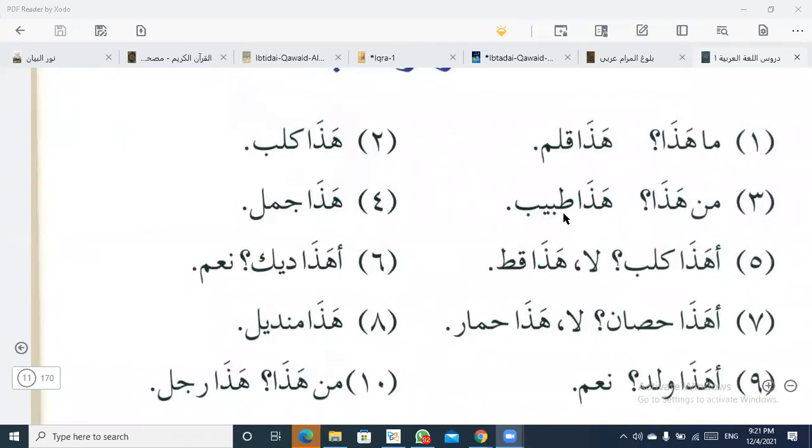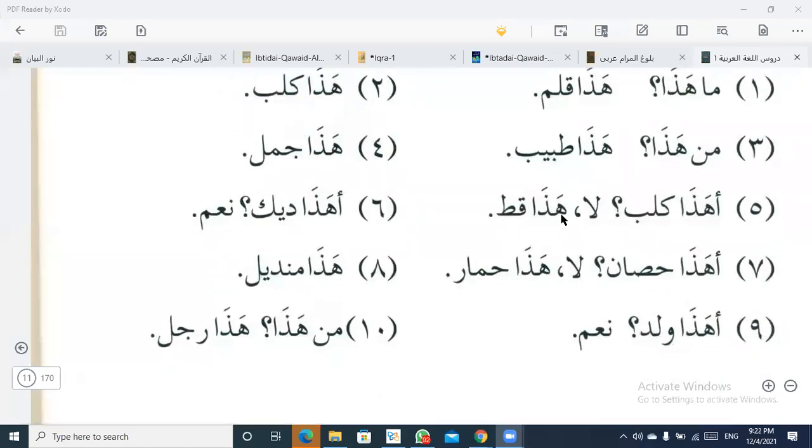أهذا كلب؟ لا، هذا قط. Is this a dog? No, this is a cat. أهذا ديك؟ نعم. Is this a rooster? Yes. أهذا حصان؟ لا. هذا حمار. Is this a horse? No, this is a donkey. هذا منديل. This is a handkerchief. أهذا ولد؟ نعم. Is this a boy? Yes. من هذا؟ هذا رجل. Who is this? This is a man.